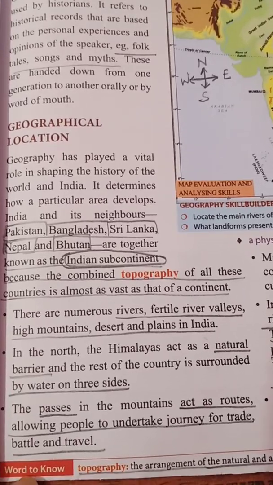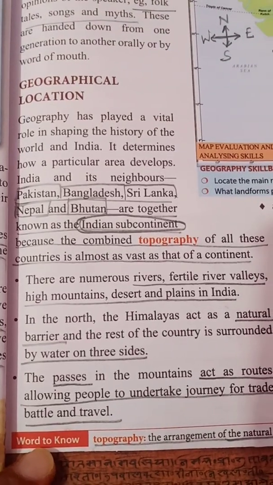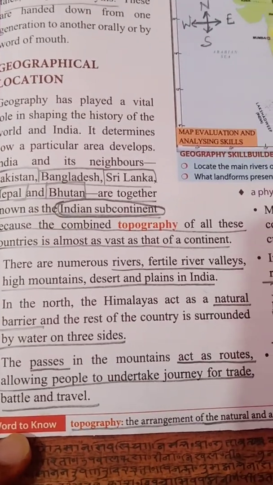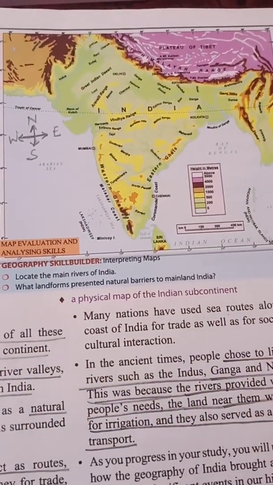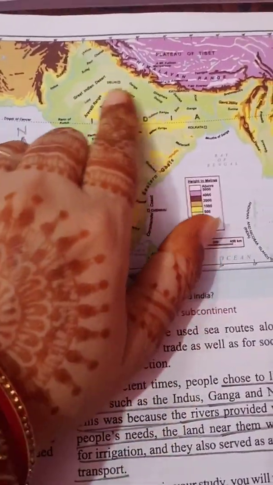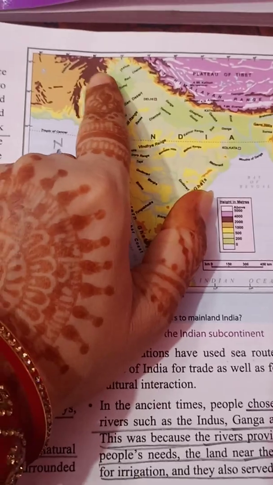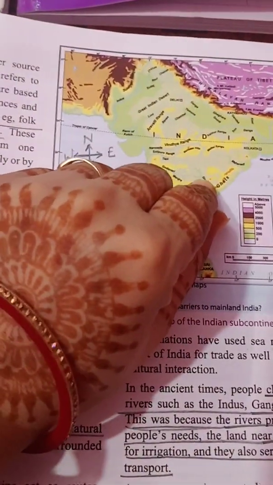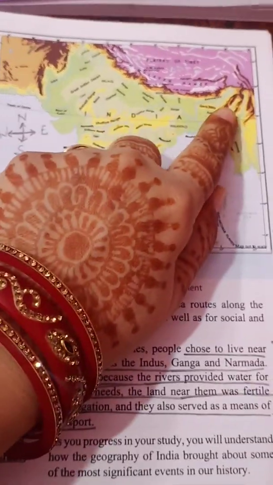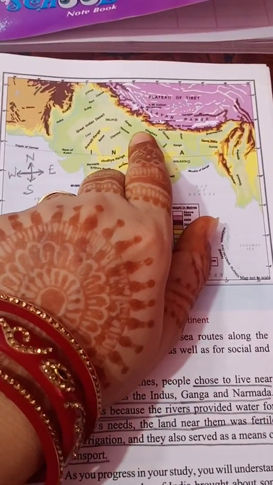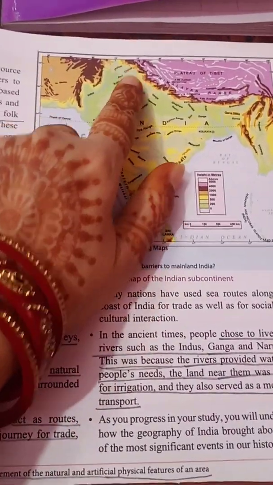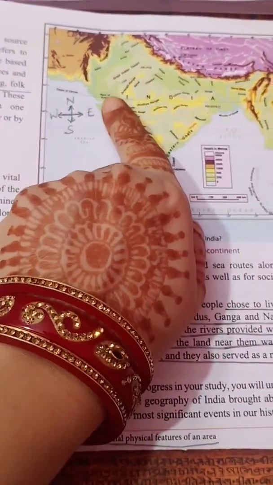So, dear children, today we will read the last topic of our first chapter of history, that is geographical location. We can see in this map given on page number 7, all the physical features are given. We all know that dark brown color is for mountains, yellow is for desert, green is for fertile land. This is the northern part of India, as we can see the directions. This part is north, this is south, and this is east, and this is west.